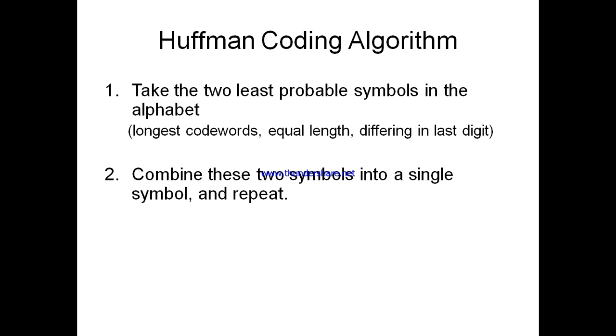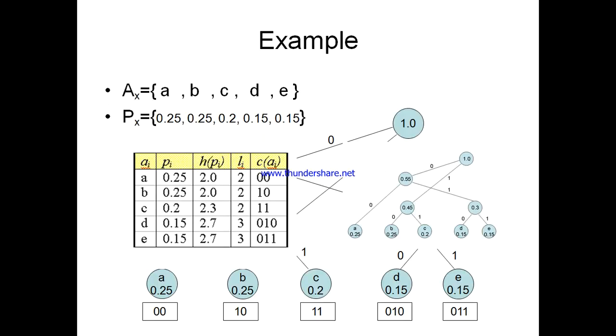First of all, we take the two least probable symbols in the alphabet, which will have the longest codewords of equal length, differing only in the last digit. Next, we combine both of these symbols into a single symbol. The two least probable symbols are taken and combined, and this process is repeated.